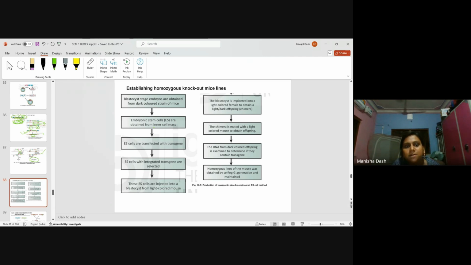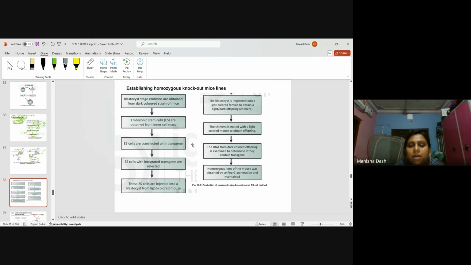So these are the steps of establishing the homozygous knockout mice lines. You can go through them; they are simple steps. The blastocyst stage of the embryo is obtained from a dark color strain of mice. The embryonic stem cells are obtained from the inner cell mass. The embryonic stem cells are transfected with the transgene. Then the embryonic stem cells with integrated transgenes are selected, and these ES cells are injected into a blastocyst from light color mice, and the blastocyst is implanted into a light color female to obtain a light and dark offspring, that is the chimera.